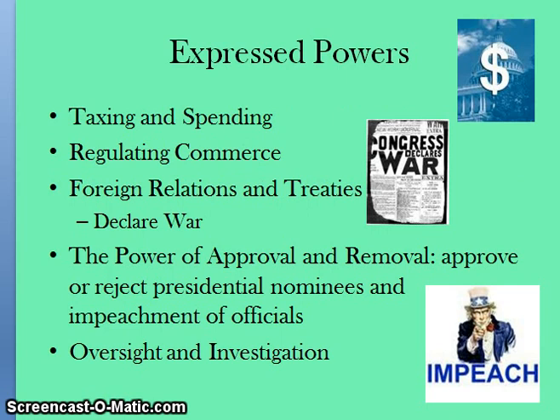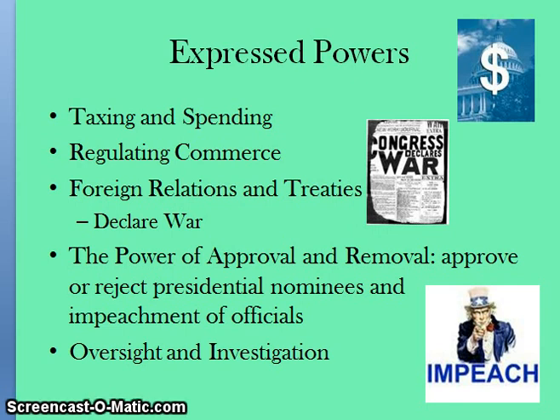The first of these expressed powers, and perhaps the most important, is that Congress has the power to tax and spend money. So remember, under the Articles of Confederation, one of the reasons we said the Articles of Confederation failed is that the government did not have the power to tax its citizens or spend money because it could not tax. The Constitution wants to make sure that that doesn't happen again, so it says, Congress, you can tax and spend.